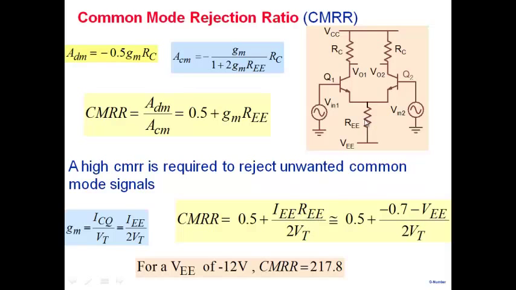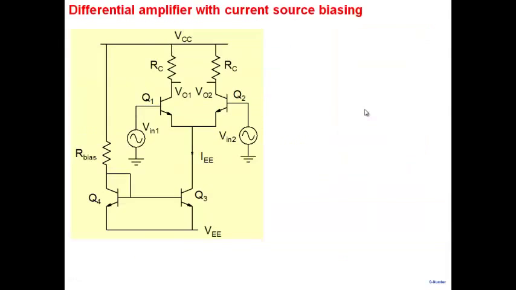Note that CMRR, if we look at this expression, depends on REE. So if we are trying to improve CMRR, then we should try and replace REE by another element. One of the things we can do is replace it by a current source. So we have taken REE out and replaced it by a current source. Now this transistor Q3 that you see here will be biased in the active region, and in the active region we know that the transistor acts as a current source.